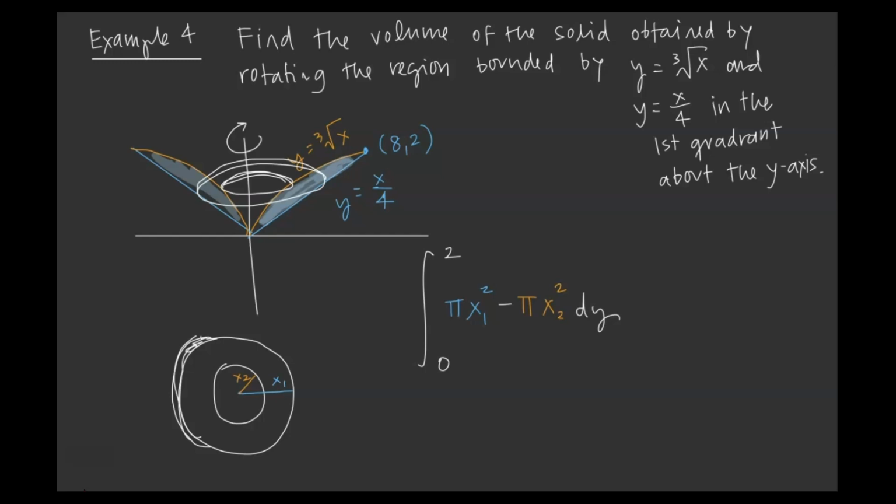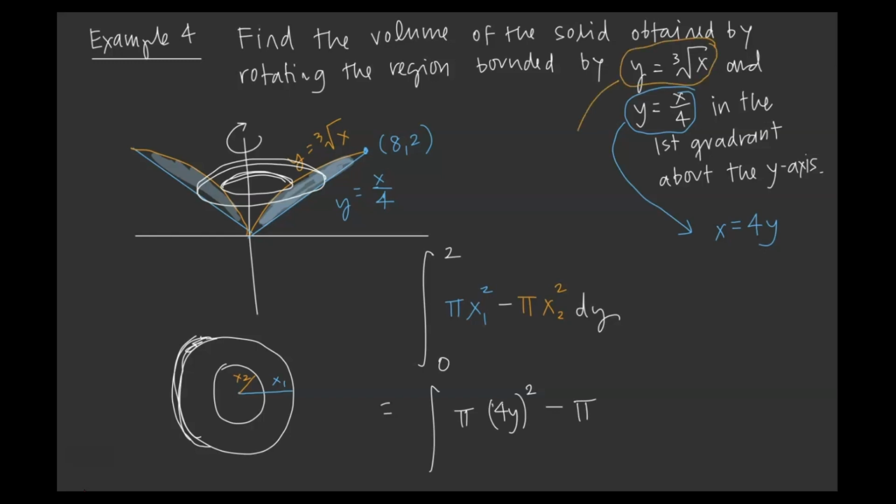We need things in terms of y, so we're going to take this function here, our blue function, and solve it for x so that we can write it in terms of y. And so this says that x equals 4y, just solving for x. So this x1 right here is 4y. That's good. We can write it in terms of y, and we have the integral of pi, not x, but 4y squared minus pi, and now we're going to figure out this one here.